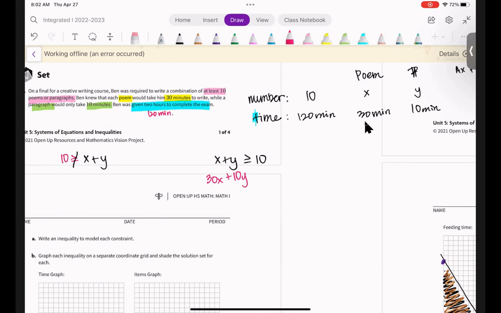Okay, and then we know that this other side is going to be 120. Now, do we want to spend more time than 120 or less time than 120? Less time. Yes. Why does it have to be less?